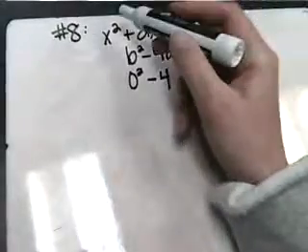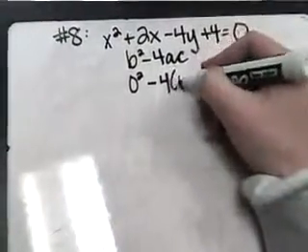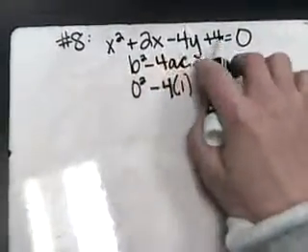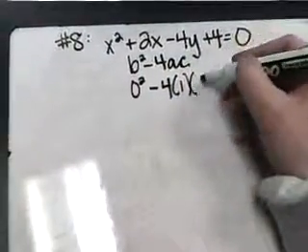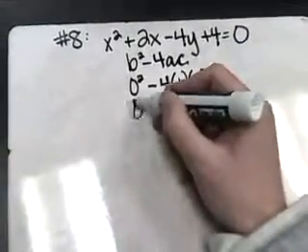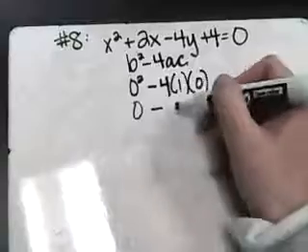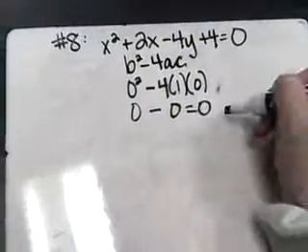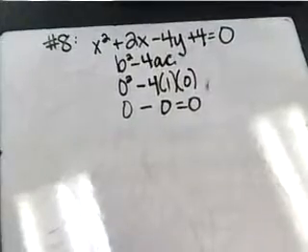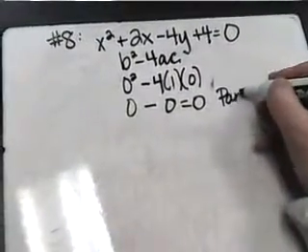A is always with x squared. His coefficient is 1. C is always with y squared. I don't have a y squared, so that's 0. So that's going to give me 0 minus 4 times 1 times 0 is 0. So my discriminant is 0. And if you look at your box, if your discriminant equals 0, that's a parabola.